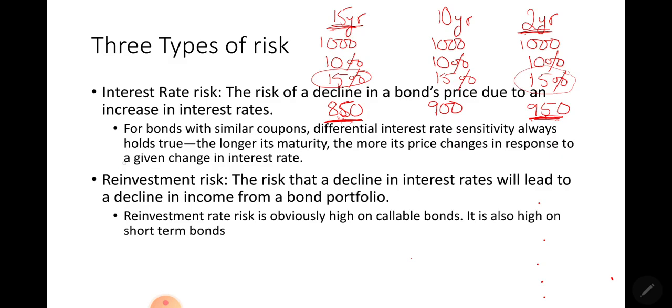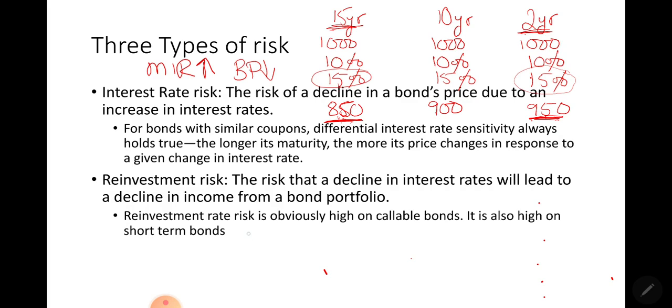Now moving on to the second type of risk, reinvestment risk. The risk that a decline in interest rate will lead to a decline in income from a bond portfolio. So the second type of risk takes an opposite stand. In the first risk, interest rate risk, we are interested in the market interest rate increase, and we said that the bond price will decline. This is interest rate risk.